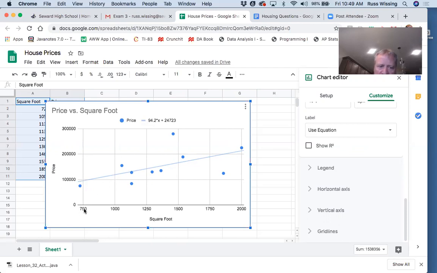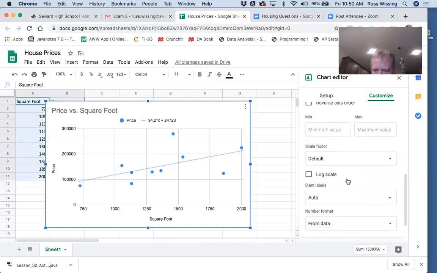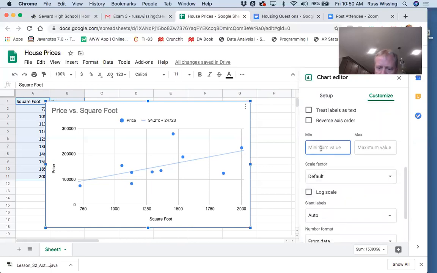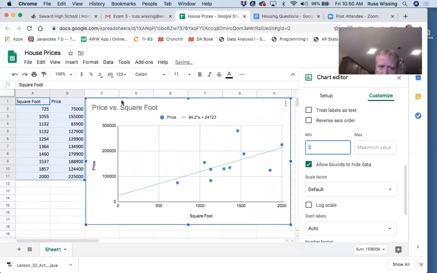Okay, so our graph starts at 750 because that was the lowest square footage that I put. But if I extended this line over to when X was 0, it would cross the y-axis at 24,723. Okay, let me see if I can change that on here. You don't have to do that, but I think I can put a minimum value of 0 in here, and then it extends it over for me. Okay, so my data started at 725 square feet, if I pull that over a little bit. But if I say I want my x-axis to start at 0, then you can see the y-intercept a little bit better.